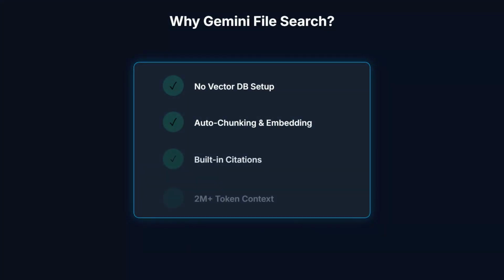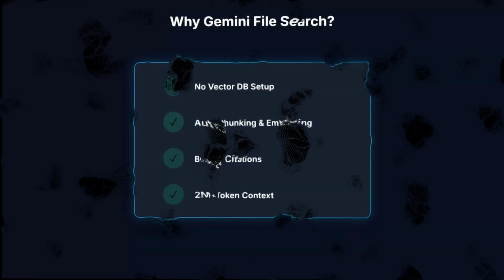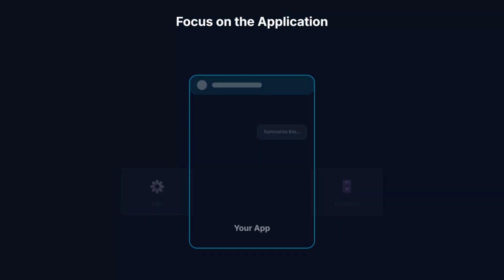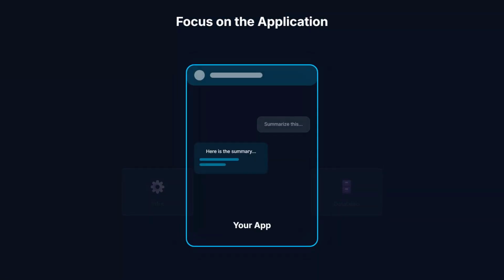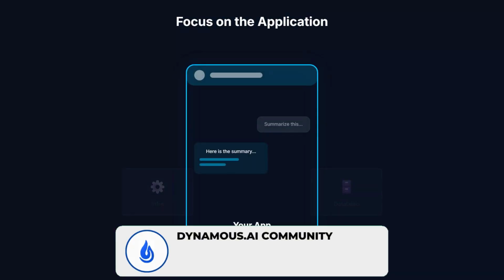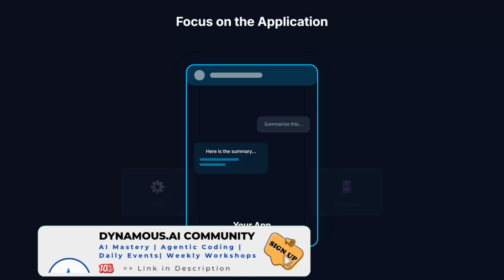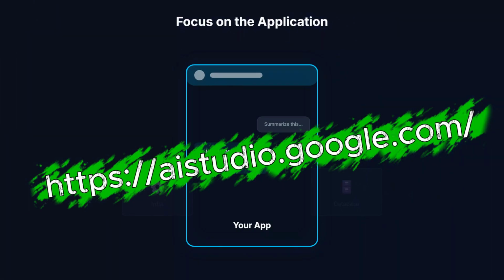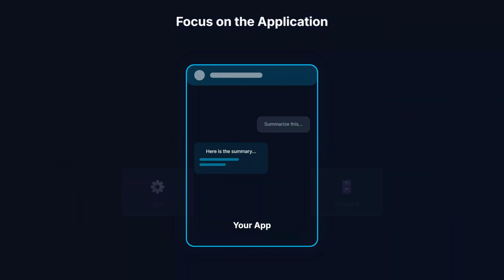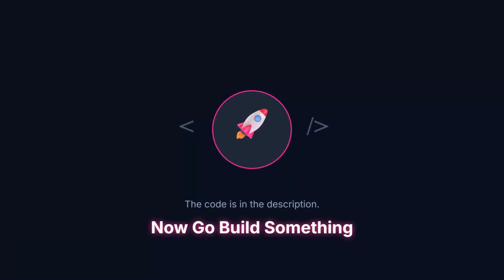Gemini File Search abstracts away the boring parts of RAG. It lets you focus on the application, not the infrastructure. If you've been putting off building that chat with PDF feature because it seemed too hard, you no longer have an excuse. Go to Google AI Studio, upload a document, and see how fast you can build your own expert assistant. The code is in the description. Now go build something.